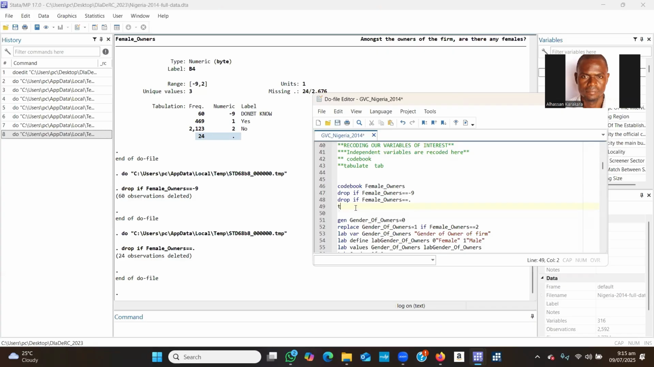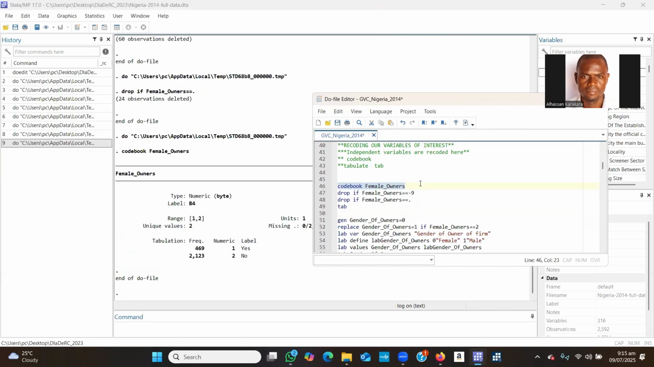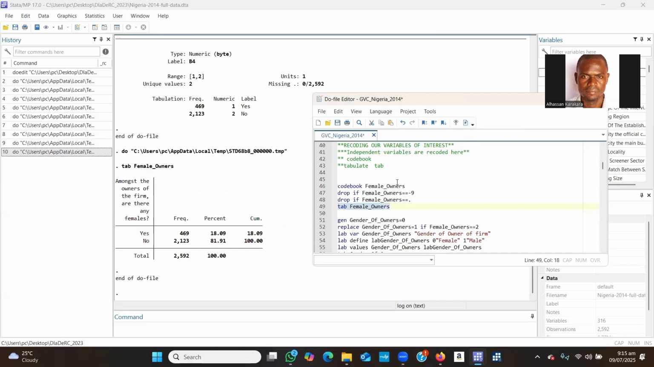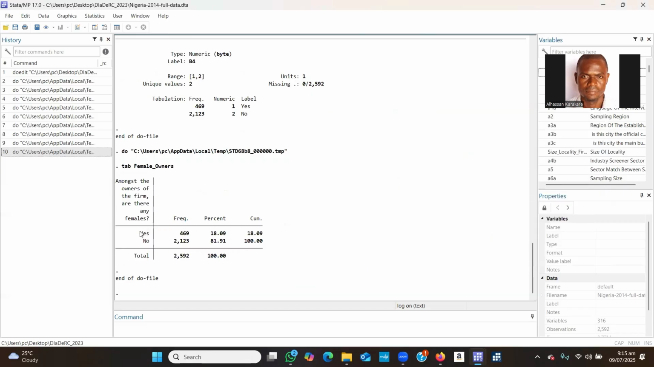Then if you go back to code book the variable, you now see that we have two categories, yes and no. If you tabulate that variable and put it in a table form, it will still be yes and no. So now, these are what we are sure of about the gender of the firm. Yes means female, no means male.